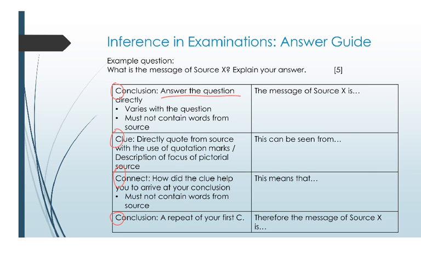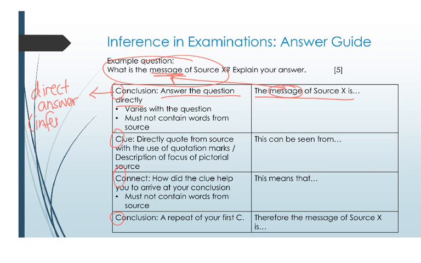When I say answer the question directly, it means you have to apply a direct answer. For example, when the question is, what is the message of source X? You begin with: the message of source X is this. This has to match. This requires a direct answer. Which is the inference. You are applying the direct skill, logical conclusion, hence conclusion.